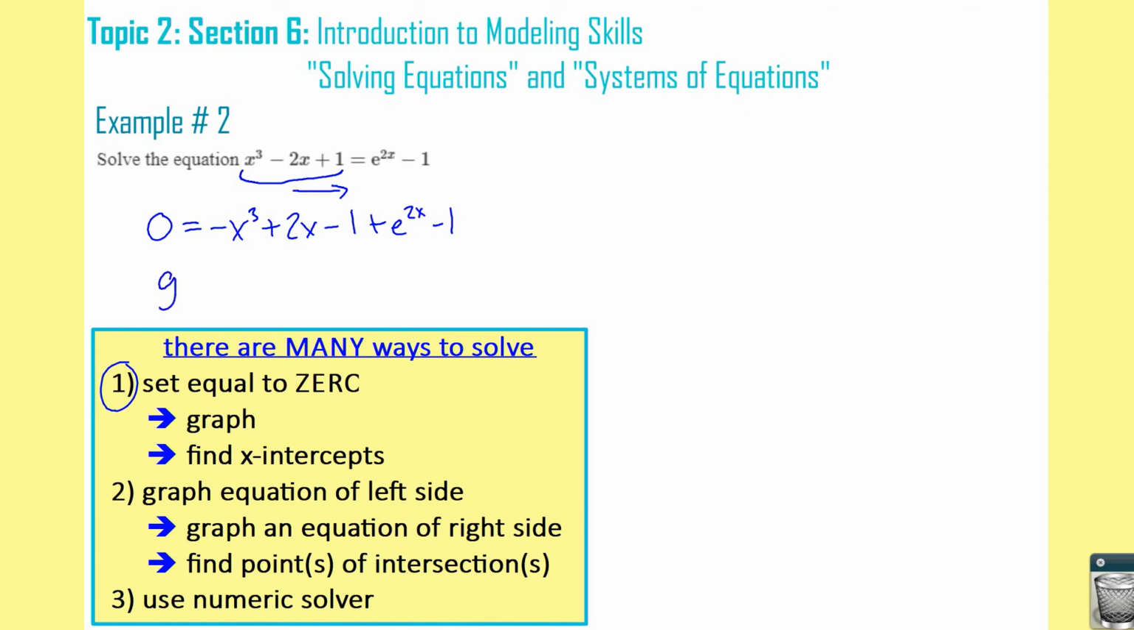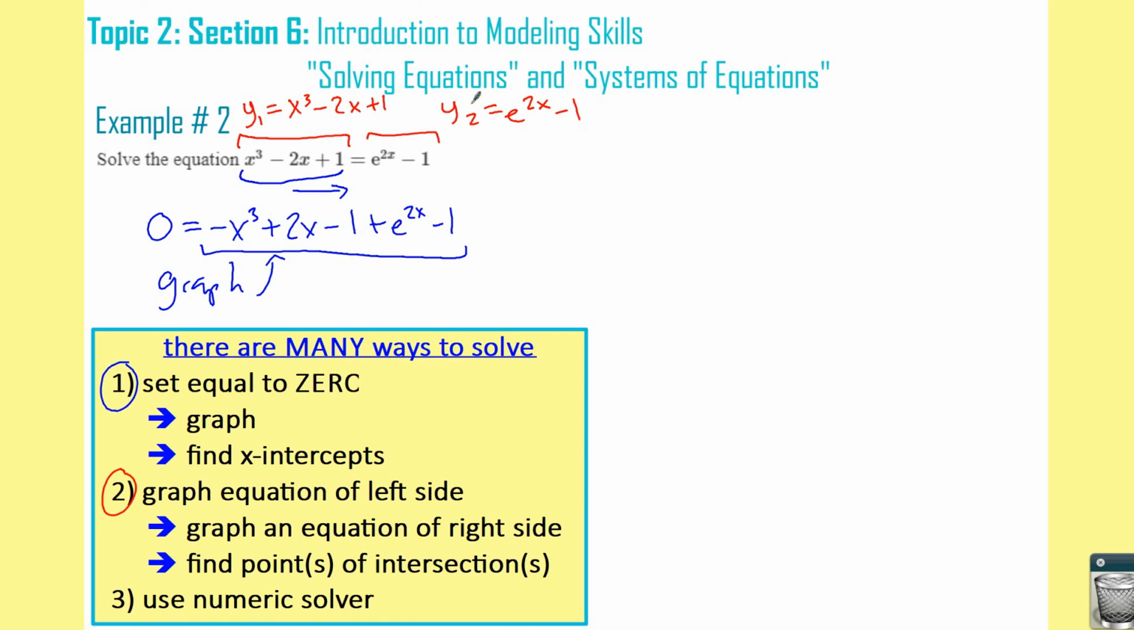So we graph this. Okay, and then find your x-intercepts. For the second one, we can graph the equation of the left side. So you graph this side and you graph this side. So your first equation would be x cubed minus 2x plus 1, and your second equation would be e to the 2x minus 1. You graph those, find their intersection.